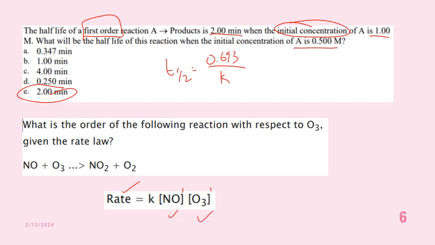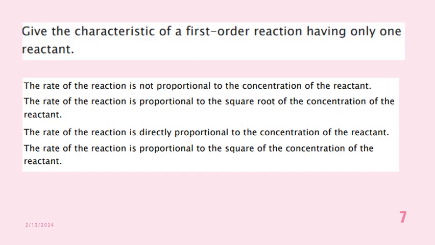Okay, so they are asking only for O3, so I just have to say with respect to O3 the order is 1. And in case it is asking overall, the order will be 1 plus 1 equal 2. Okay. Next question. Give the characteristics of a first order reaction having only one reactant. That means for a first order reaction, we can say that rate equals K times the concentration of that reactant.